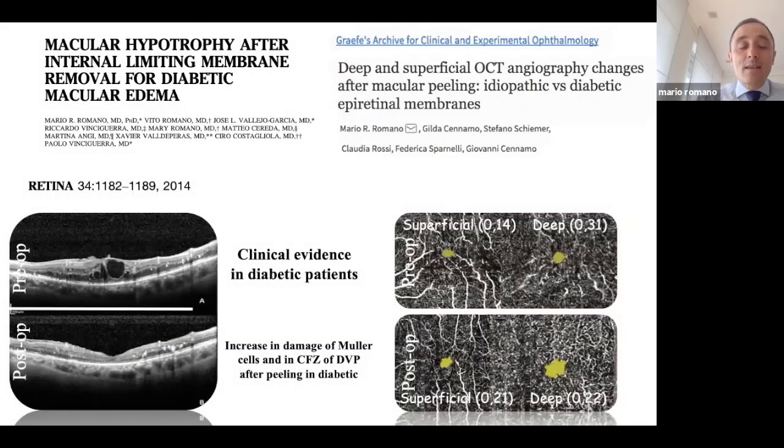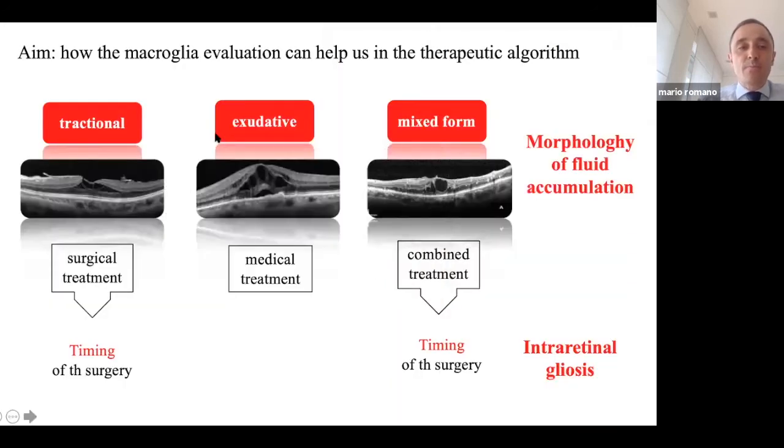Regarding the diabetic one, we don't have to think about the intraretinal gliosis, but intraretinal cyst formation and increase of capillary free zone deep vascular plexus. So we need to do the surgery before the cyst is too big and before the avascular zone, so the capillary free zone, is not too big. Otherwise, we have the hypertrophy that we published a few years ago.